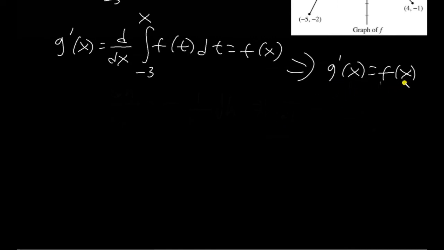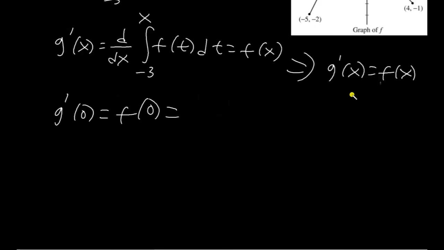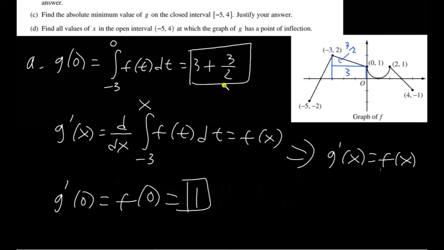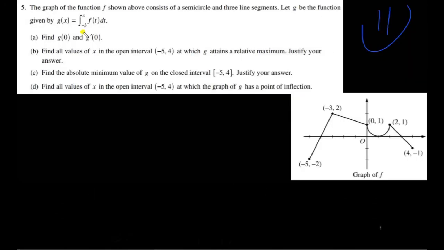Now that we've figured out that g prime of x is f of x, since they asked us for g prime of 0, that's equal to f of 0. And f of 0, if we look at our graph, is equal to 1. So 1. That's one point for finding g of 0, and this is another point for g prime of 0.